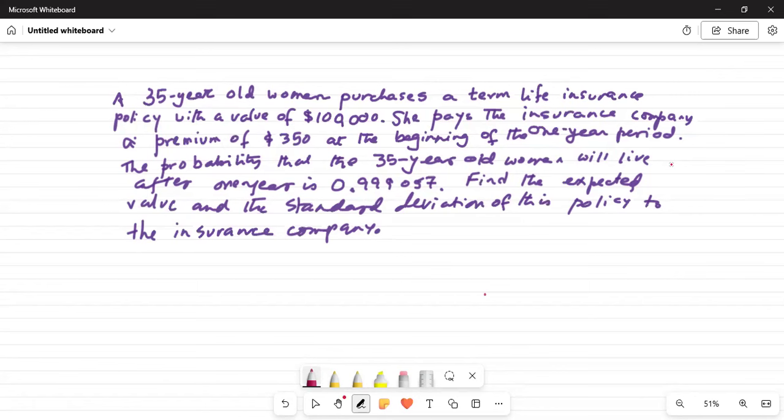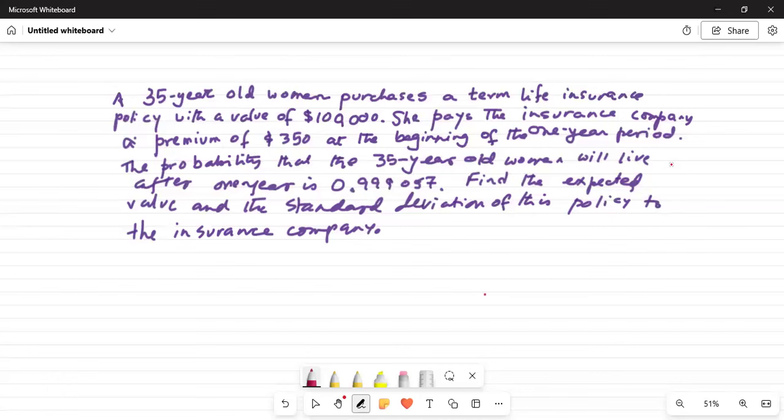Find the expected value and the standard deviation of this policy to the insurance company. Now I must tell you, expected value is nothing but the mean. So why is this a discrete probability distribution? Because there are two situations. Either the insurance company pays the beneficiary $100,000 if the woman does not survive.